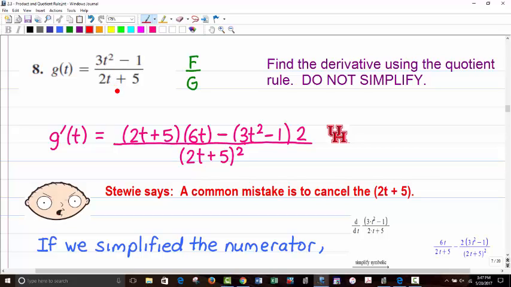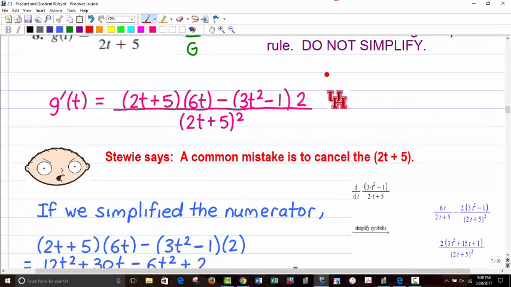So, bottom times the derivative of the top, which would be 6t, minus the top, 3t squared minus 1, times the derivative of the bottom, which would be 2, all over the bottom squared. Now here's another Stewie situation. A very common mistake here is people will cancel these. They'll cancel the one on the top and leave one on the bottom. You cannot do that unless it was multiplied, because of that minus sign right there.